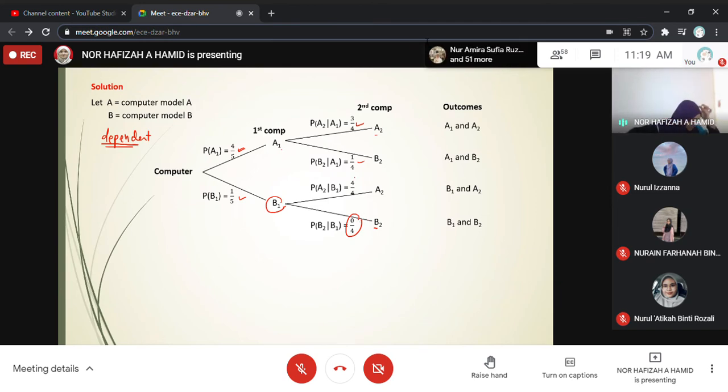Then you want to calculate whether both computers are model A. So you look at the outcomes. This is the same: first you write down the sample space. I prefer that you list your sample first. So you have A1, A2; A1, B2; B1, A2; and B1, B2. So this is the sample. The total of the sample space is 4. Then you proceed with A.